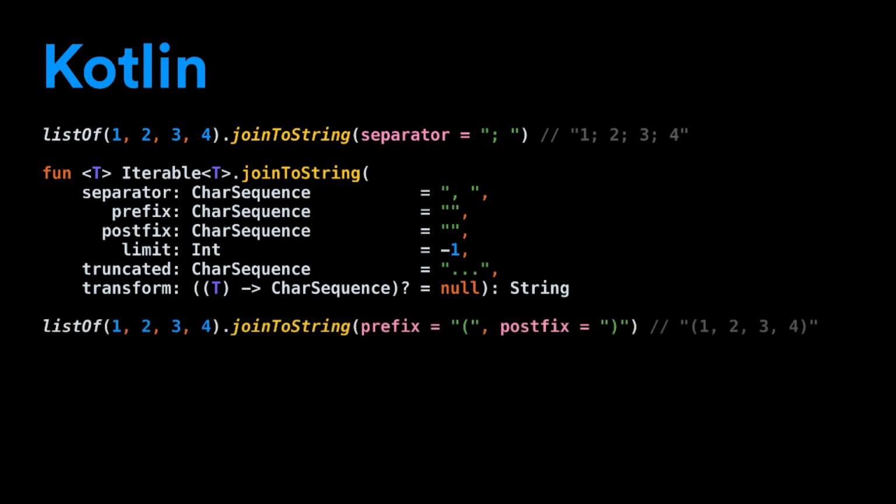So if I wanted to do something different, if I wanted to say, okay, actually I'm okay with the comma, but I'd like to put parentheses around this, then I could specify just the prefix and just the postfix and not specify the separator and obtain a tuple-like representation. So how many methods would it take to obtain the same functionality in Java, do you think?